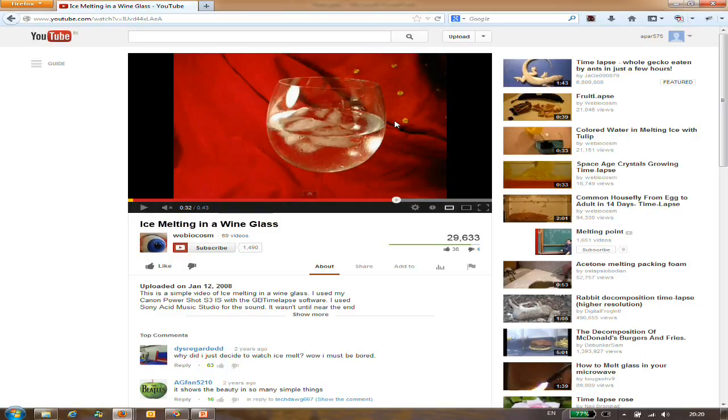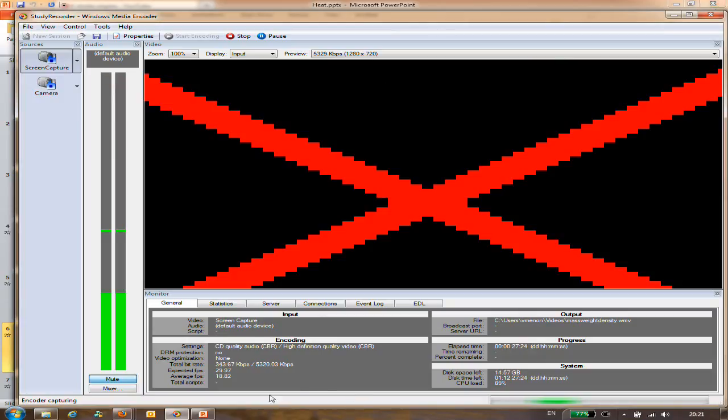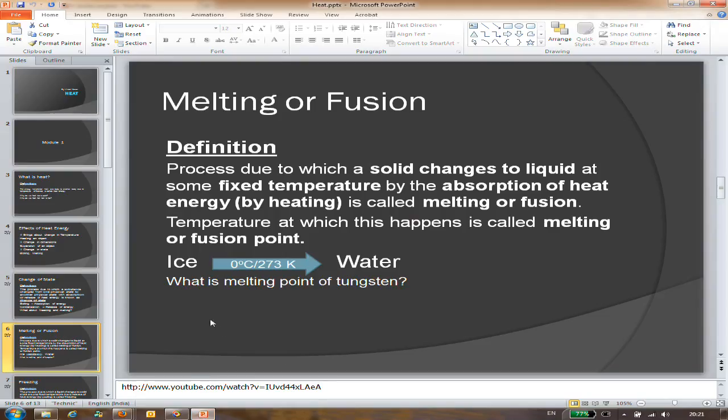So that is condensation. There are two things going on here. There's melting going on inside the glass, and there is condensation going on along the wall of the glass, the outside surface of the glass. And you can see after some time the whole thing has become water. So that is basically showing how the melting happens. I'm sure that you would have got an idea.